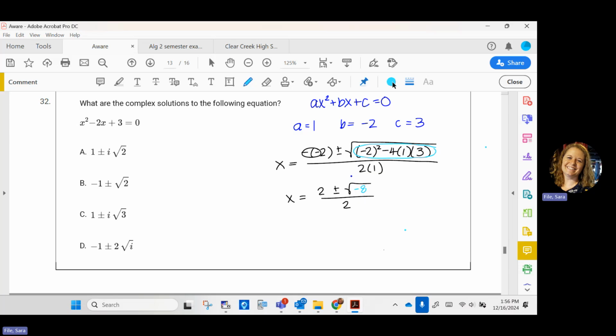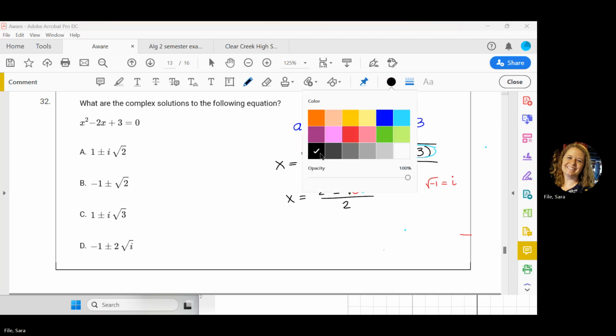These are the types of notes you may want to add to that reference sheet. When you have the square root of a -1, that's i. That's where the i is coming from in these answer choices. So I'm going to replace that negative under the radical with an i outside the radical. So I'm going to rewrite this.